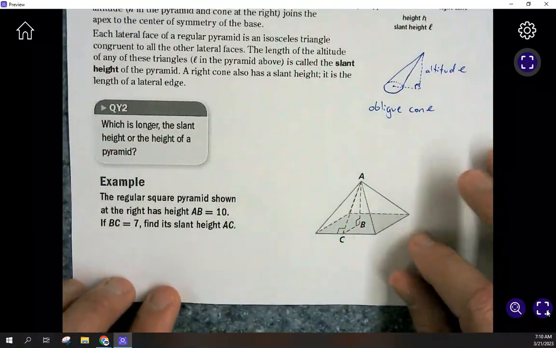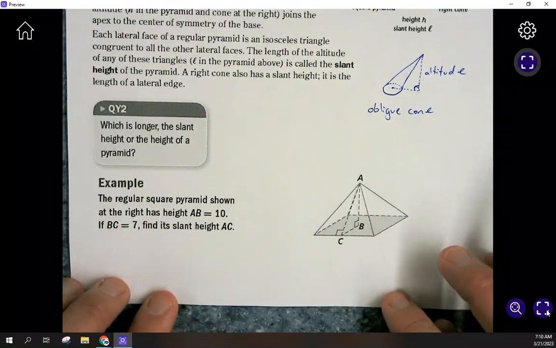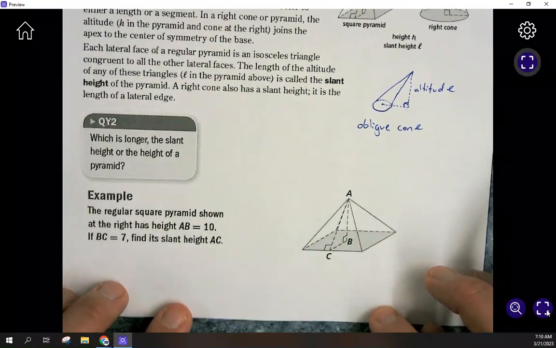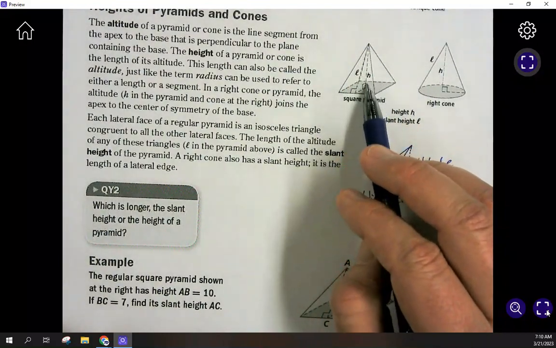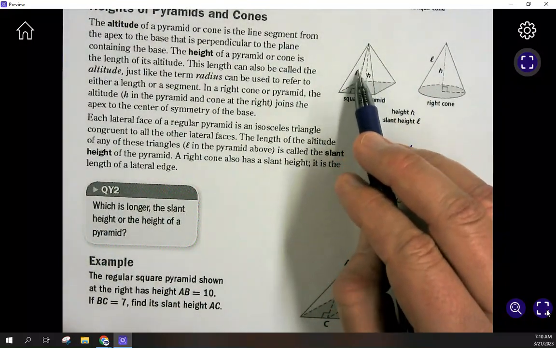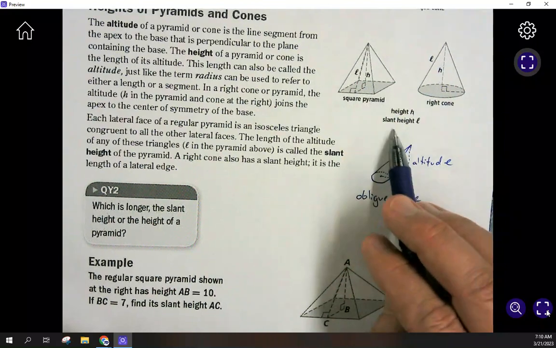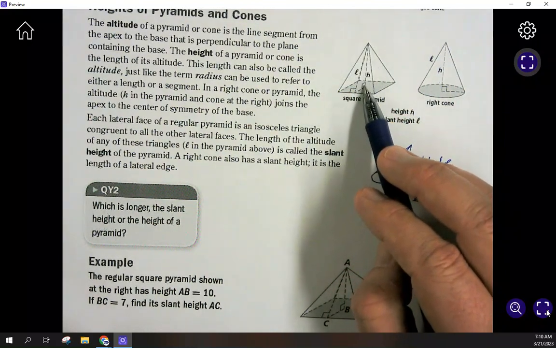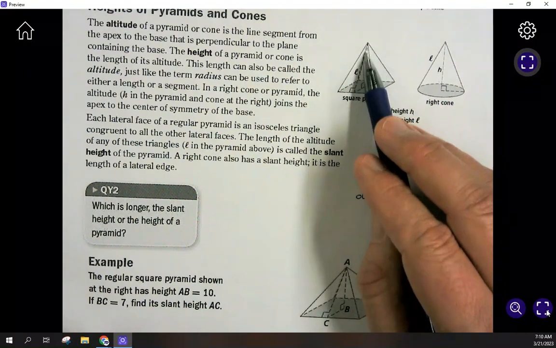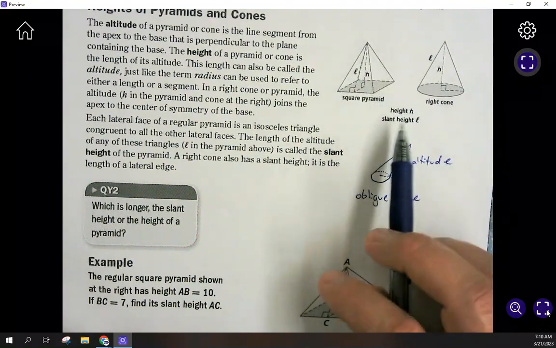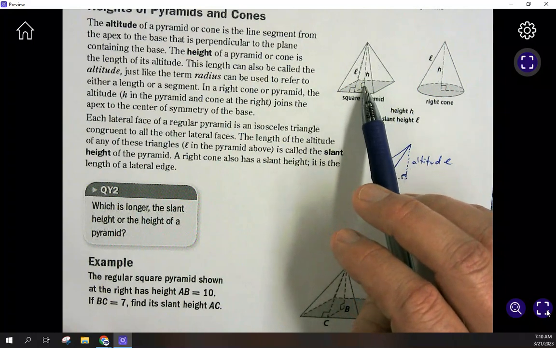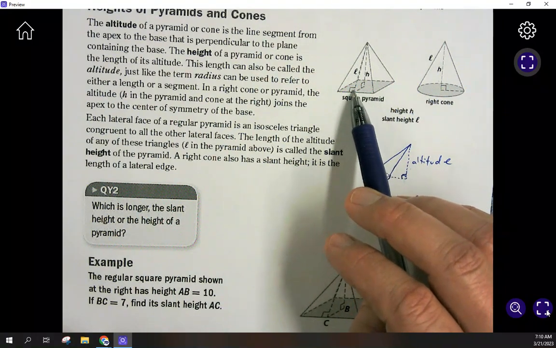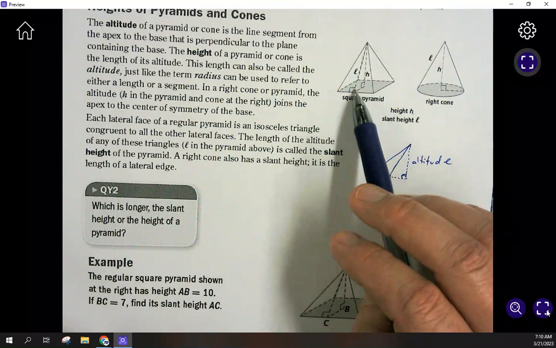Question number 2: which is longer, the slant height or the height of a pyramid? If we take a look at this picture, h is the height or the altitude, and the script L there is your slant height, the measurement on the outside. What you'll notice is they form right triangles, because in a right pyramid, the height comes down and hits at 90 degrees, and forms this nice little right triangle.